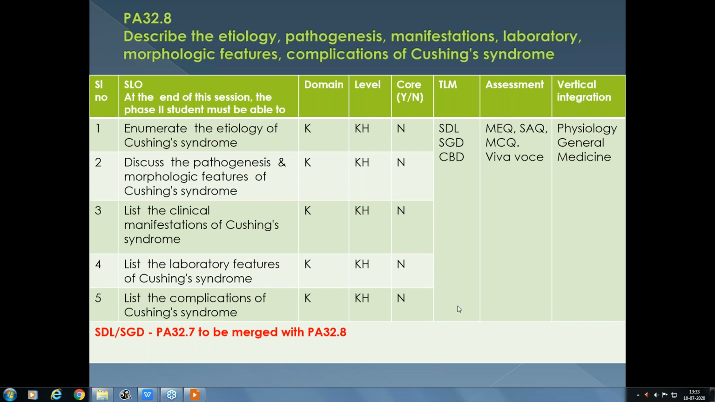The first SLO has the etiology of Cushing's, madam. Okay, etiology, yes. So there, through the case-based discussion, we can emphasize it can also be seen as a paraneoplasm. Thank you, madam. Yes, lung cancer and other causes of paraneoplastic syndrome are some other causes besides the adrenal. Thanks, madam.